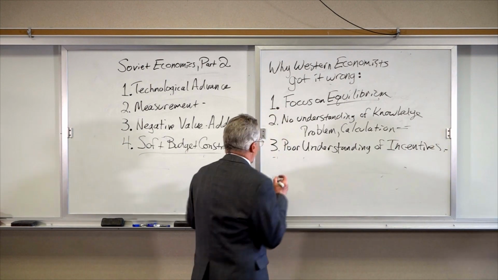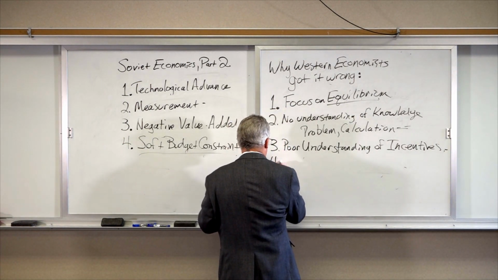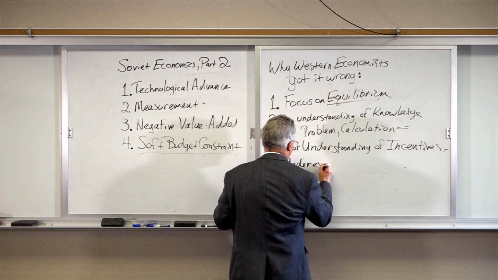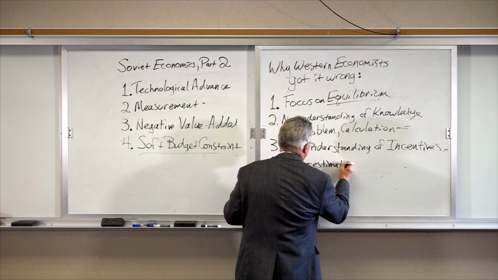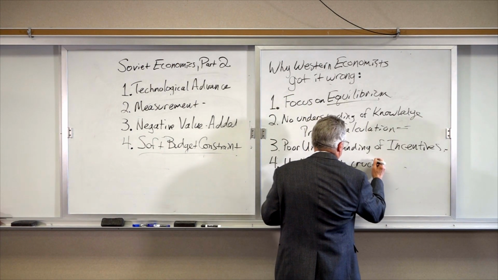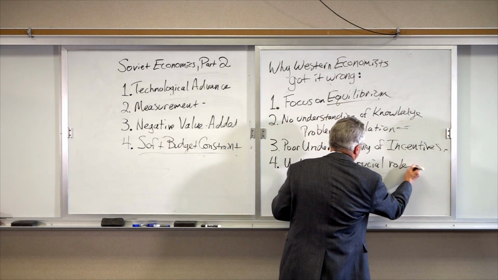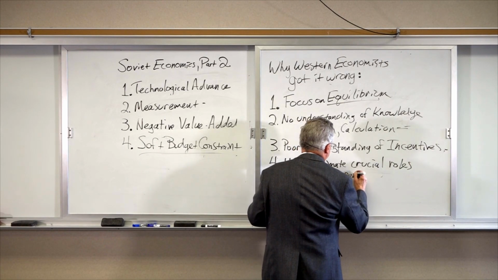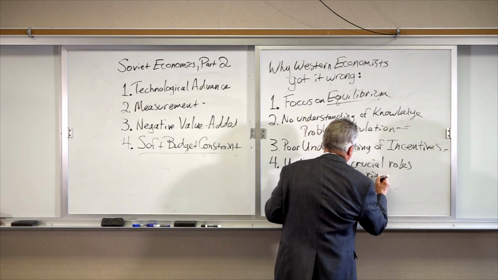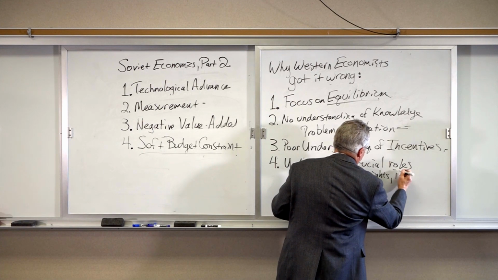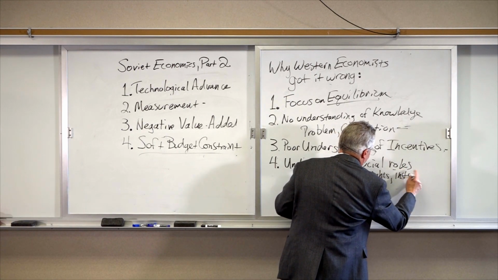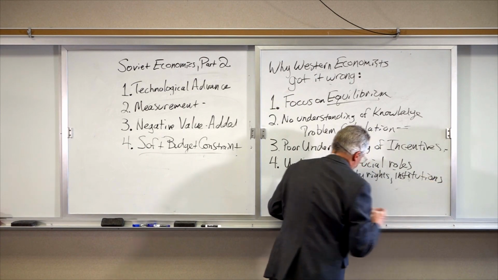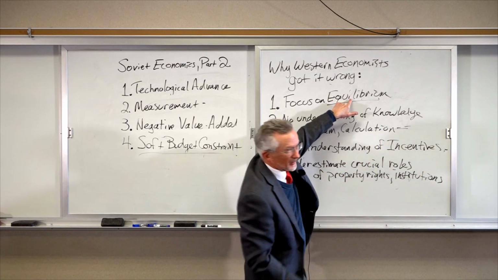Well, that's the fourth thing. They either underestimate or poorly understand the role of institutions. Property rights and institutions. The rules of the game. Because in equilibrium, that's already been solved.